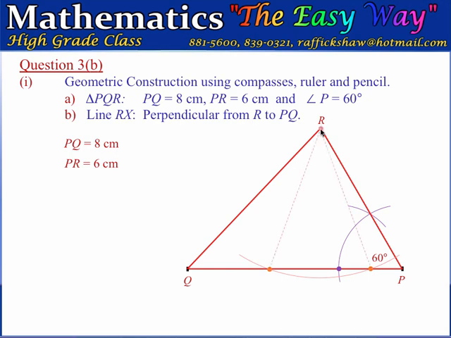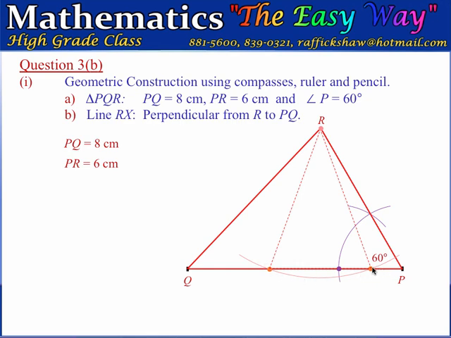Because in essence, what we have done, we have formed an isosceles triangle. We know that the perpendicular bisector of the base of an isosceles triangle passes through the apex. And so that's a concept on which we are making this construction.